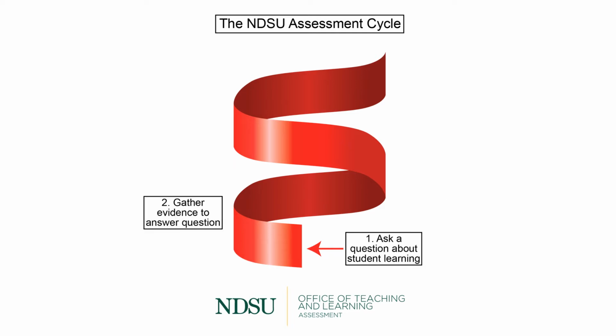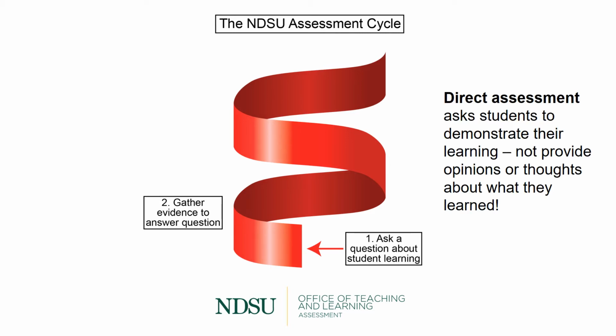Step 2 in the Assessment Helix is to gather evidence to answer the question. Evidence can take many forms, but the best evidence is direct assessment evidence that shows students' strengths and weaknesses in the area of the question. Direct assessment asks students to demonstrate their abilities, not simply provide an opinion about what they can do, but to actually do the thing and have their achievement evaluated.